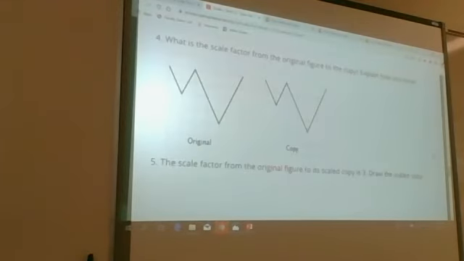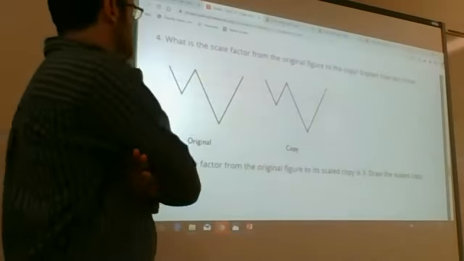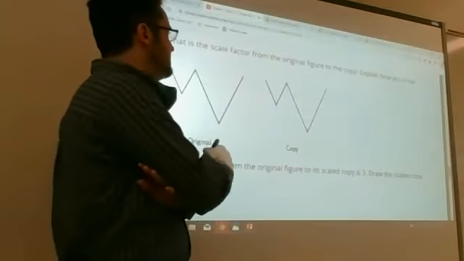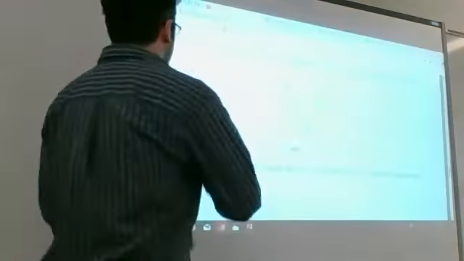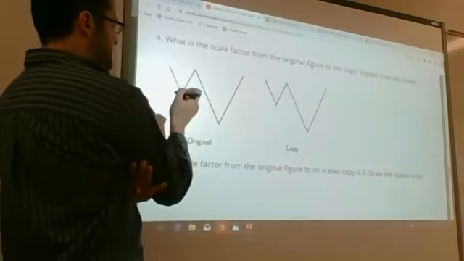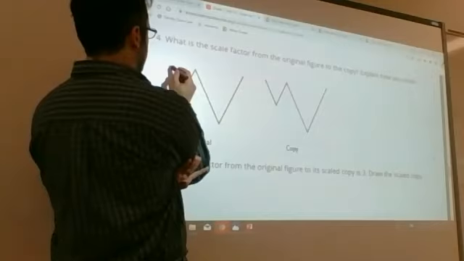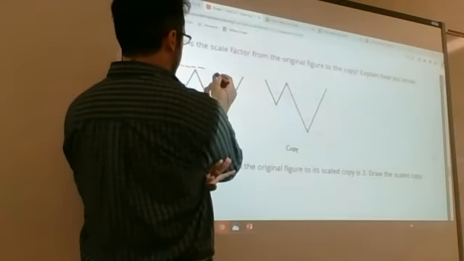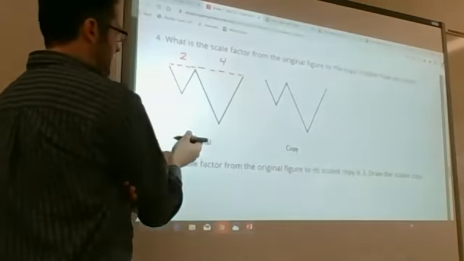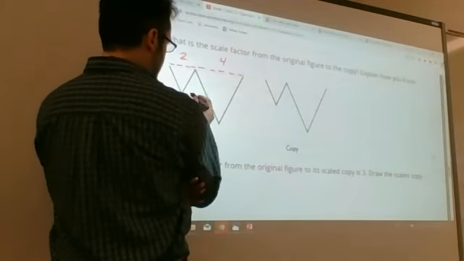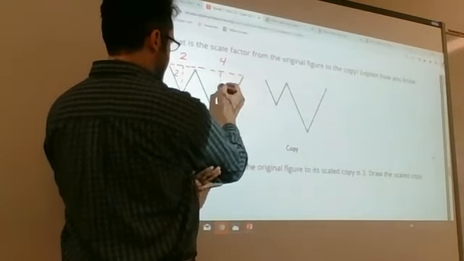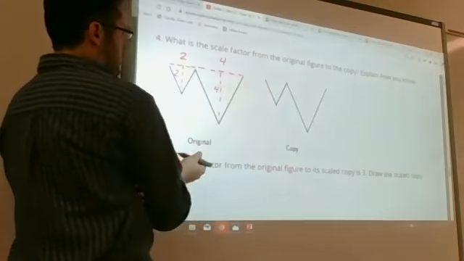Okay, so now it gives us the original and the copy, and it wants us to find the scale factor. So let's do some measurements. Now we have these wavy lines. So let's do the thing we did yesterday with our measurement lines. We have a 2 here and a 4 here. And this is also a 2, and this is also a 4. Right.